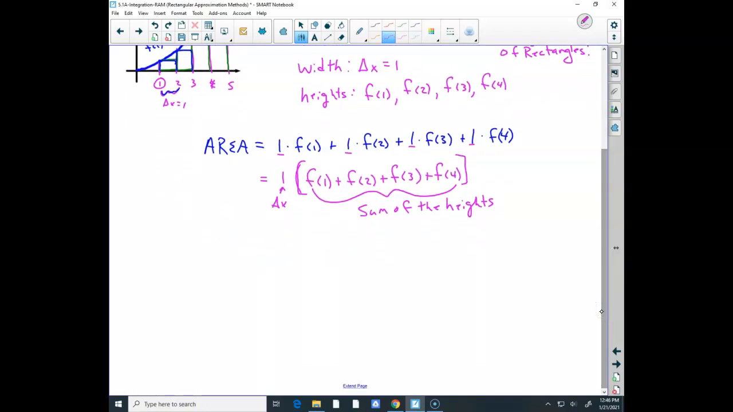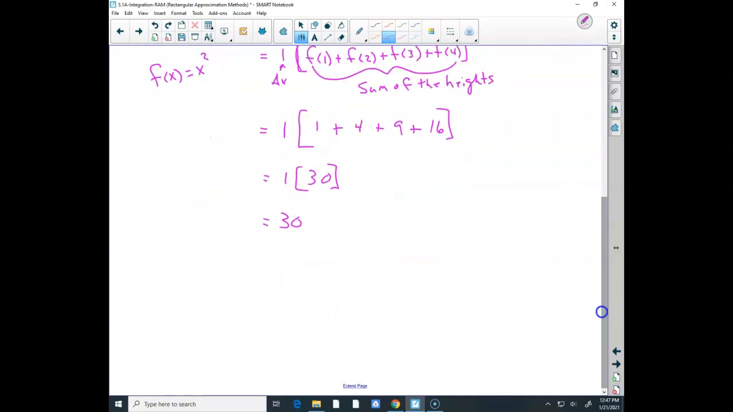And we're just going to find all those quick. So this is going to equal 1 times, well, f of 1. Remember, f of x equals x squared. So when I put 1 into x squared, I get 1, plus 2 squared is 4, plus 3 squared is 9, plus 4 squared is 16. And that's going to be 1 times 10 is 20, I think. No, it's 10, is 20, is 30. And if I take 1 times 30, I get 30 units, okay? So that means my left RAM of 4 is 30.